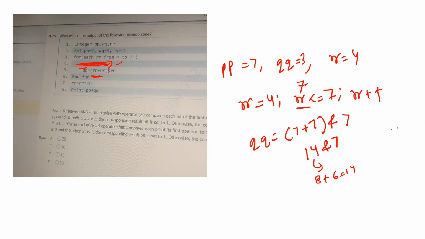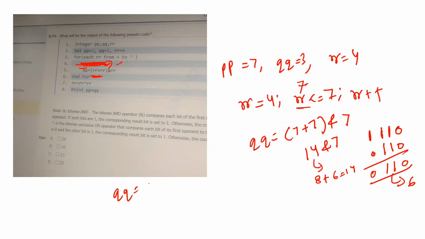So 0, 1, 2, 4, 8. This is 8, and then we need 6 as well. That is 4 plus 2. So this is 4 and this is 2, right? So this is our 14. And 6 we need, right? 4 plus 2, 6. And if you do bitwise and, right? So 0, 1, 1, and this is also 0. What did we get? We got 6. We got 6 from here.